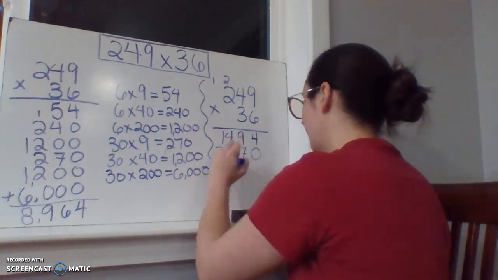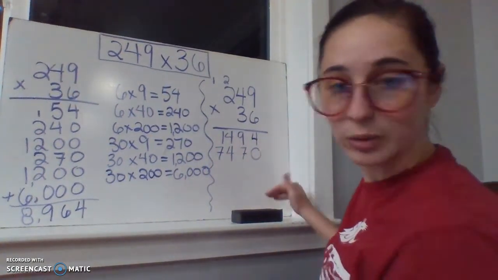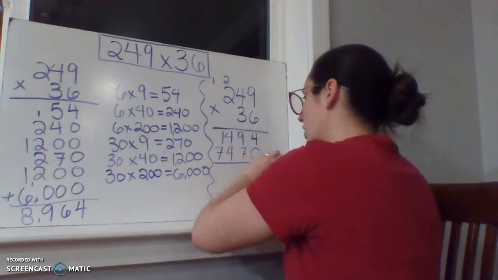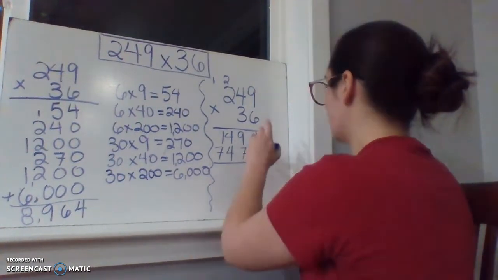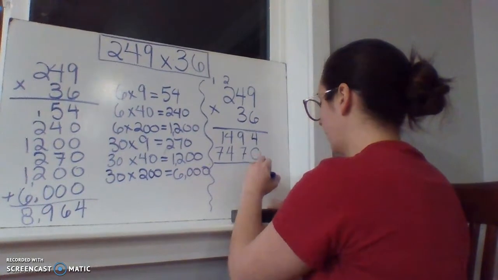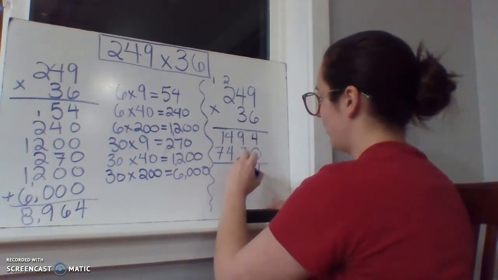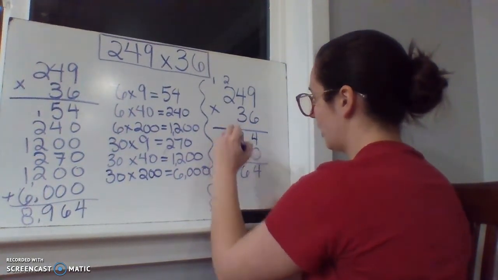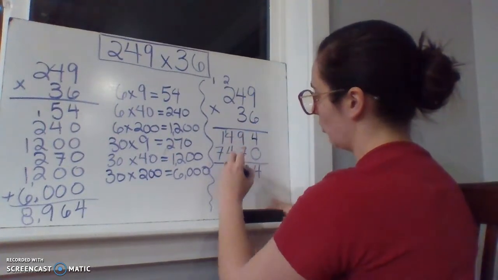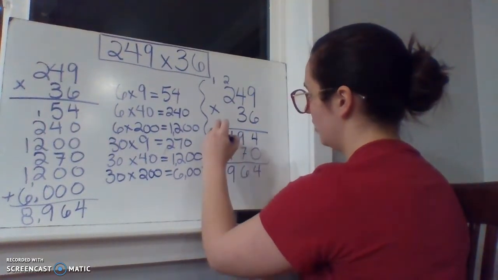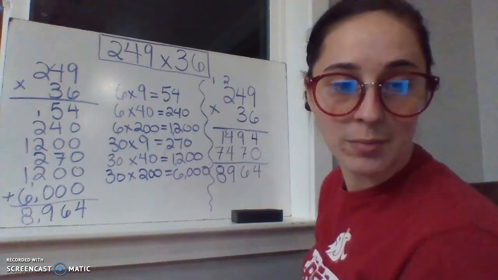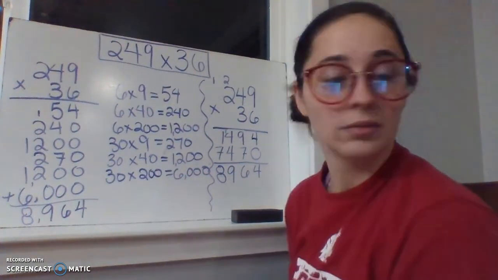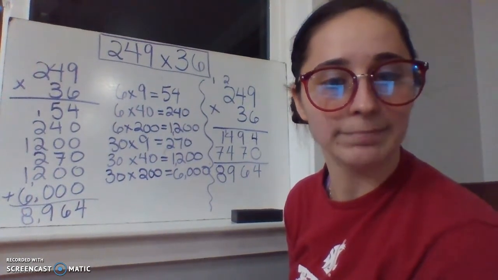And now I can add up my 2 numbers. So I have 1,494 plus 7,470. So I'm going to do 4 plus 0. 9 plus 7 gives me 16. Carry the 1. 1 plus 4 plus 4 gives me 9. And then 1 plus 7 gives me 8, which is the same answer that we got in our other method.